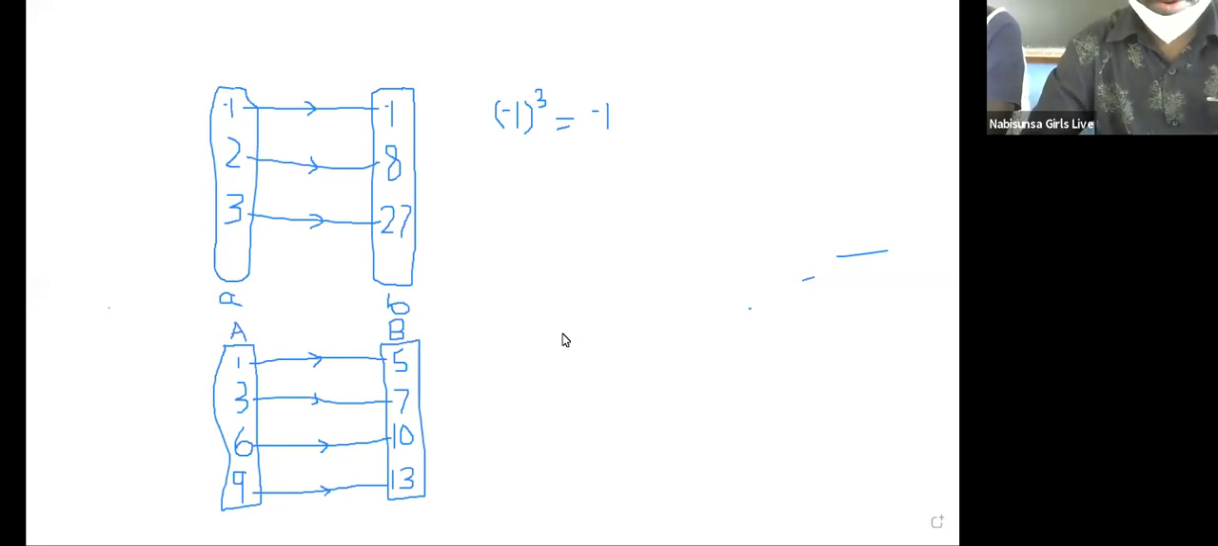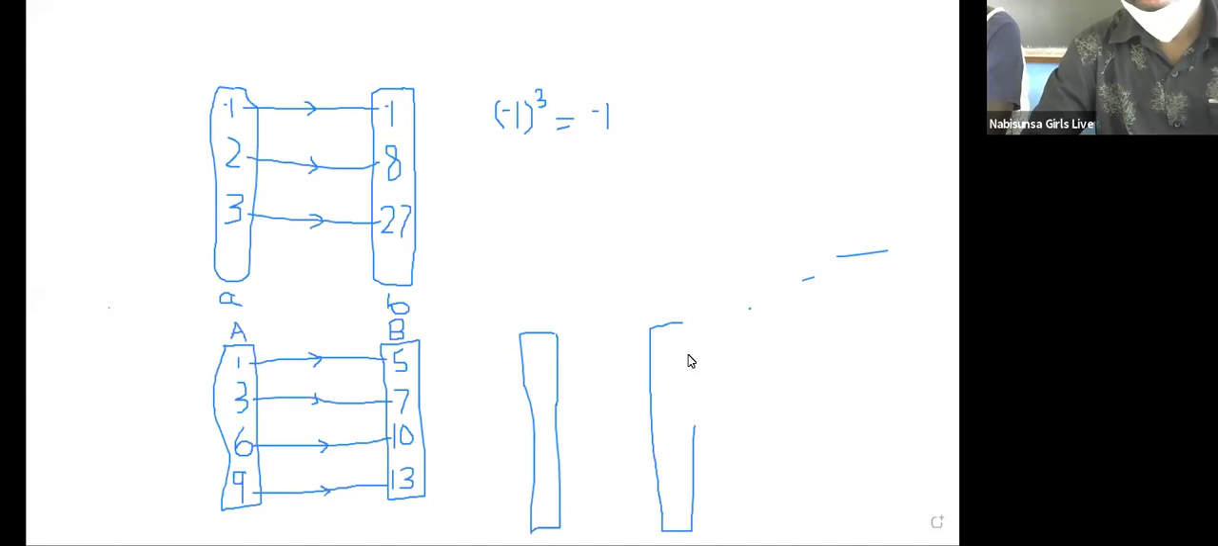Let me draw another one here. Somebody has taken us into things of domain and range. He's taking us fast these days, but we shall reach there. So I'm giving you another arrow diagram here.